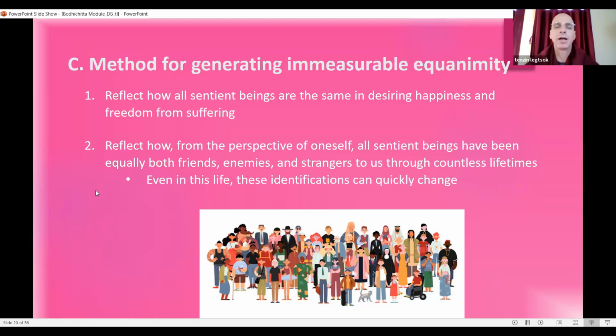and therefore they're not particularly significant. They're not a stable basis for generating concern towards others. And of course, from life to life, those positions change dramatically. So try to think in those two different ways, and continually try to generate an equal sense of concern for the well-being of others, without discriminating.